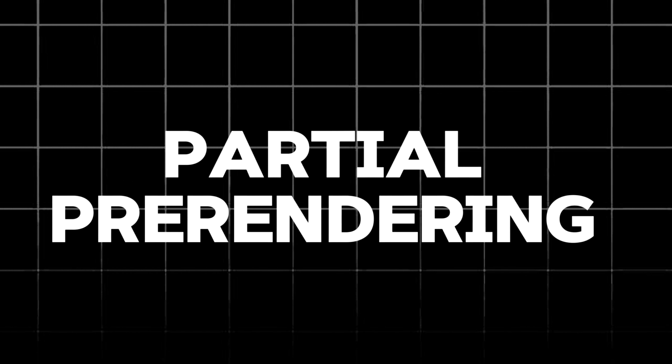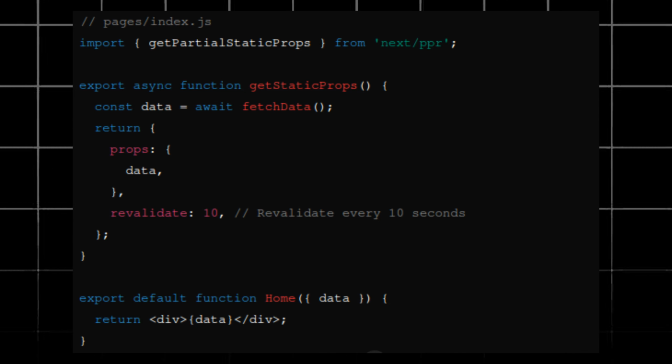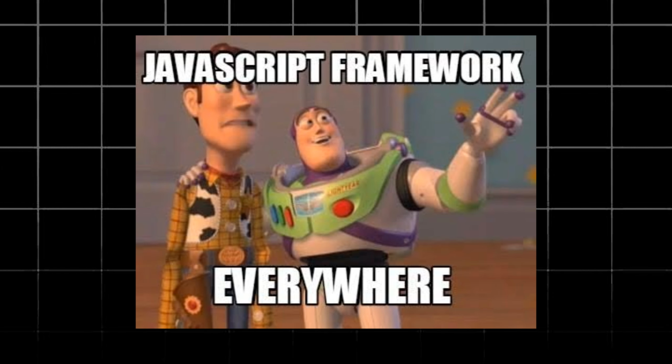Partial pre-rendering. This experimental feature lets you blend static and dynamic rendering effortlessly. This code is a quick guide to see how you can implement partial pre-rendering in your project. It's just a simple line of code. Now let's see some detailed features that are actually coming to Next.js 15.